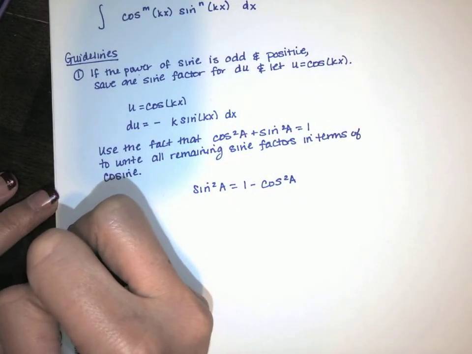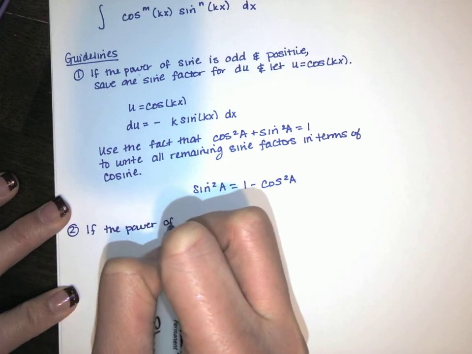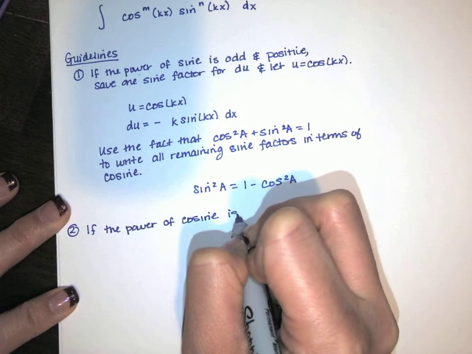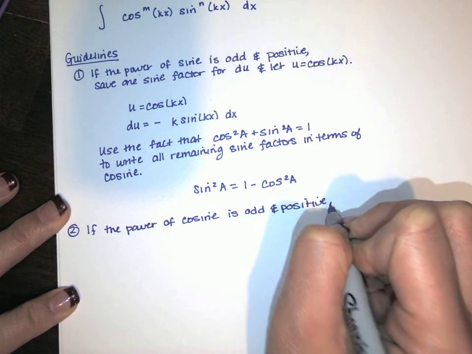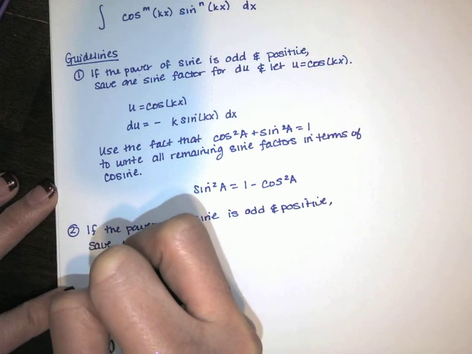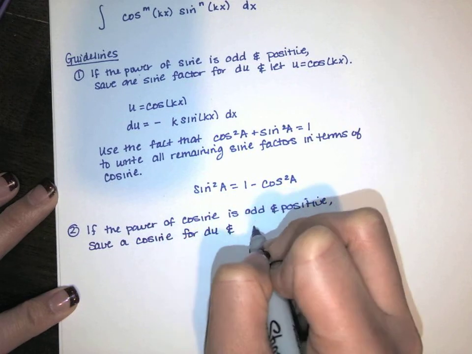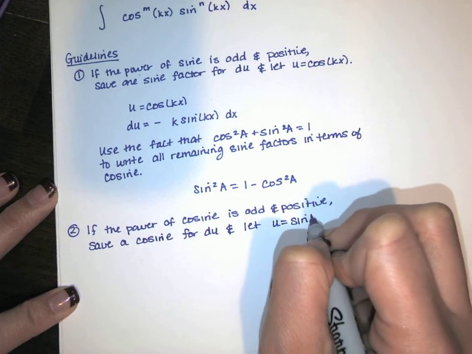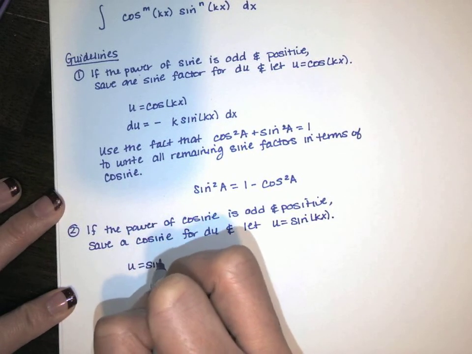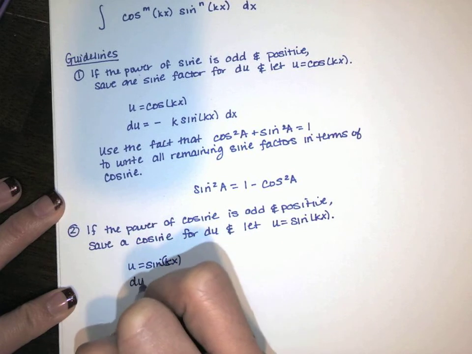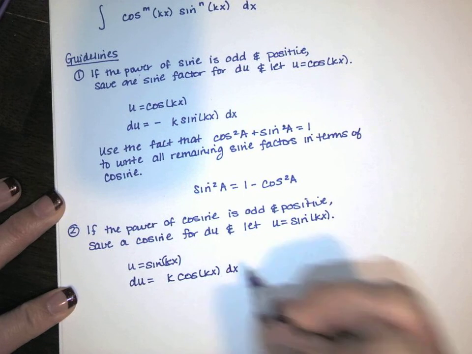The second guideline is almost exactly what you would expect. If the power of cosine is odd and positive, we're going to do something very similar. We're going to save a cosine factor for du and let u equal sine of kx. So we're going to do a u sub, we let u equal sine of kx, and then du will be cosine of kx times the derivative of the inside, which is k, times dx.